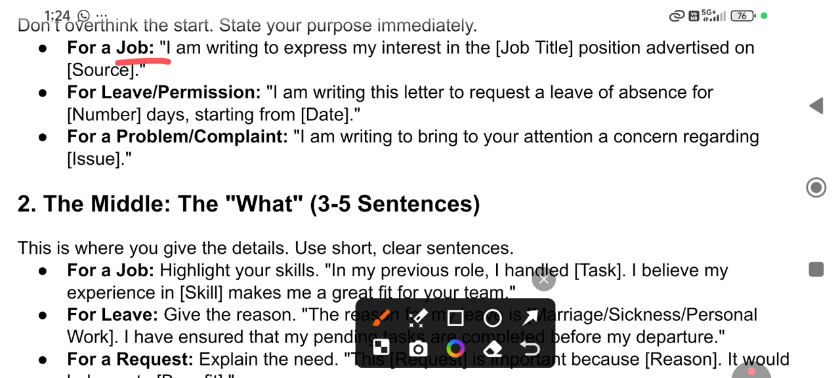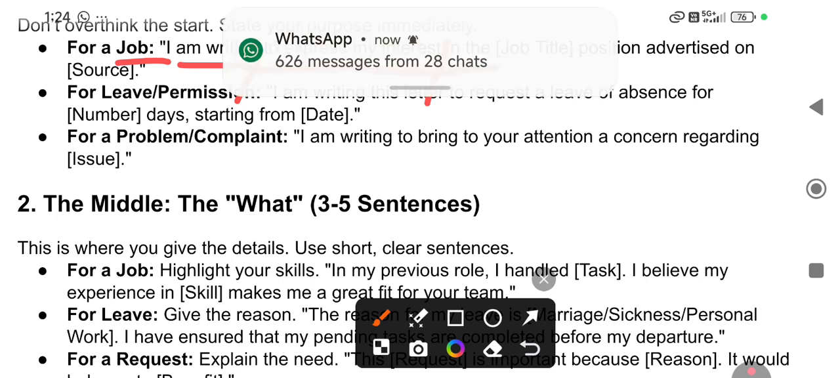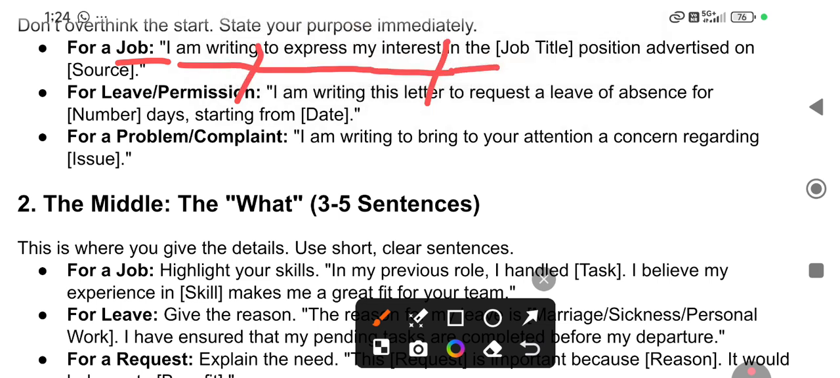So for a job, you can start with this line: I am writing to express my interest in the assistant professor job title, advertised on 21st December 2025 in Times of India.